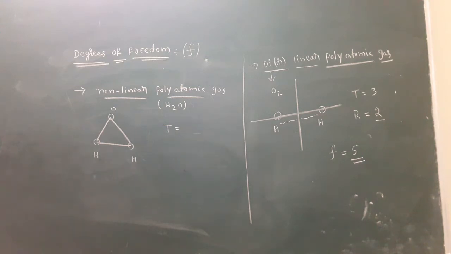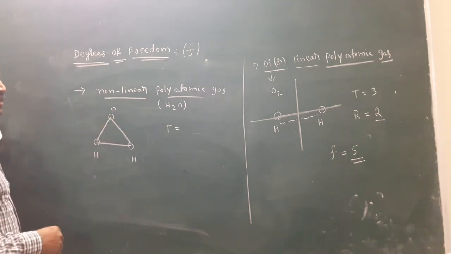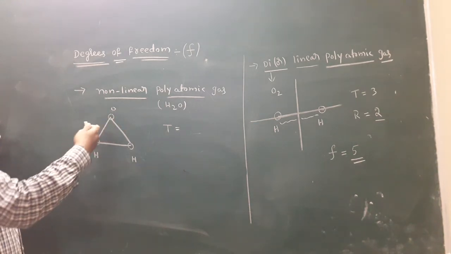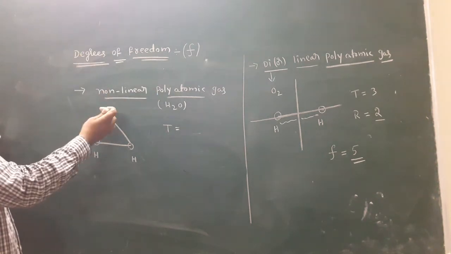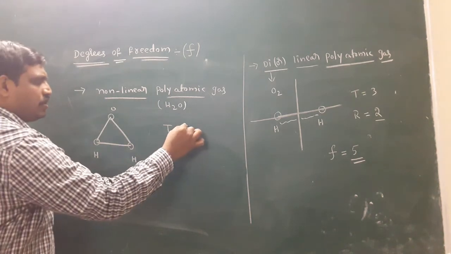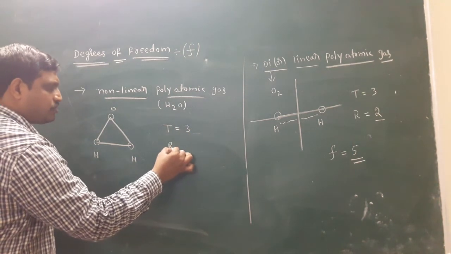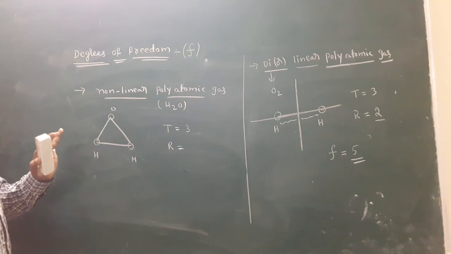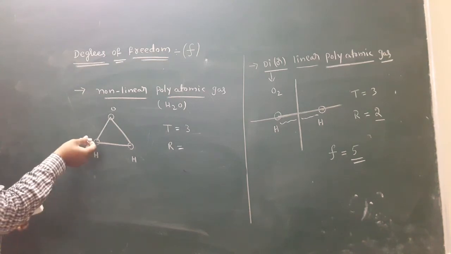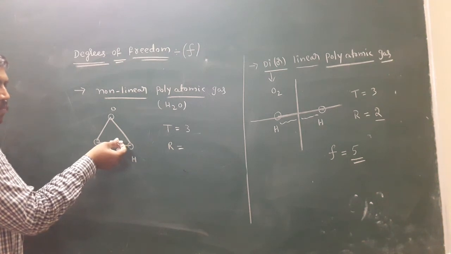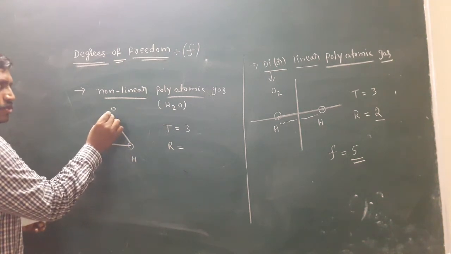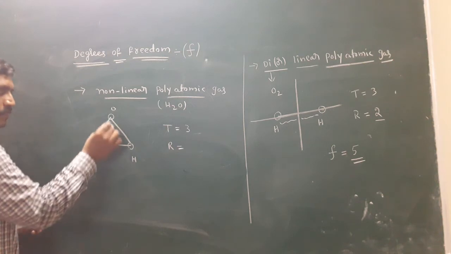CO2, carbon dioxide, is also a non-linear polyatomic gas. Okay, H2O. In this situation, it moves along the x-axis, y-axis, and z-axis. Translatory motion is always 3. But for rotatory motion, look here: along this axis, K CM is 0. But according to this particle, K is present.